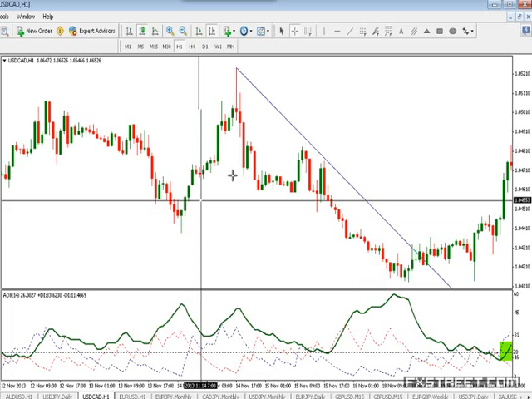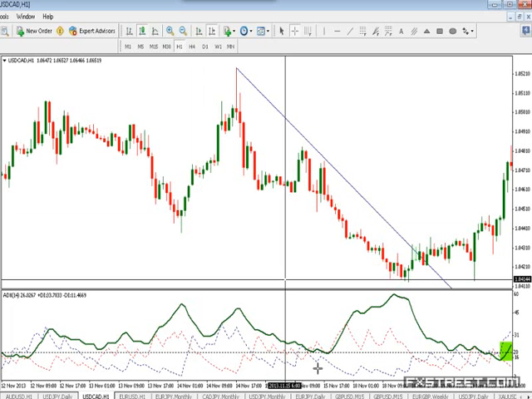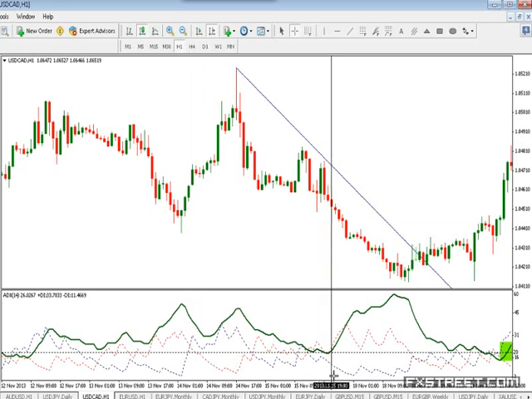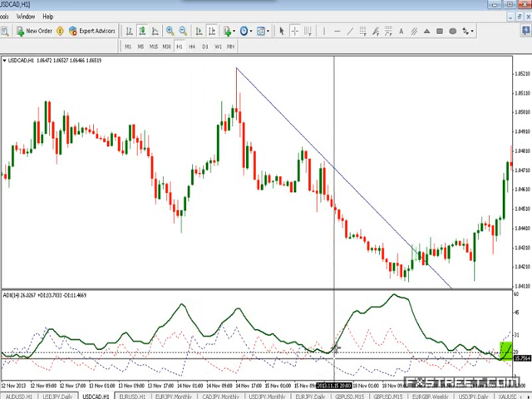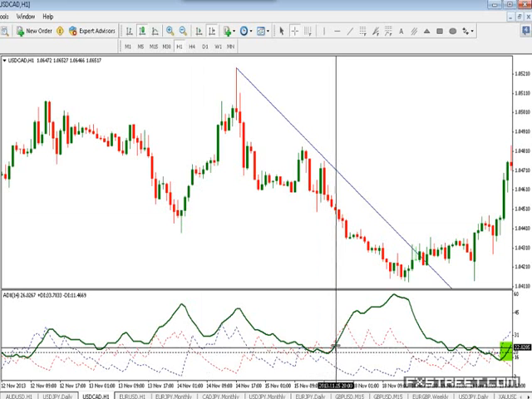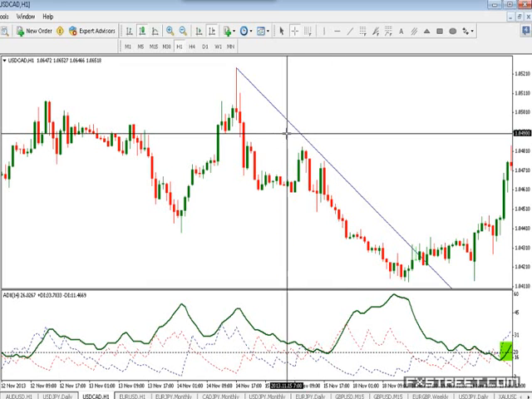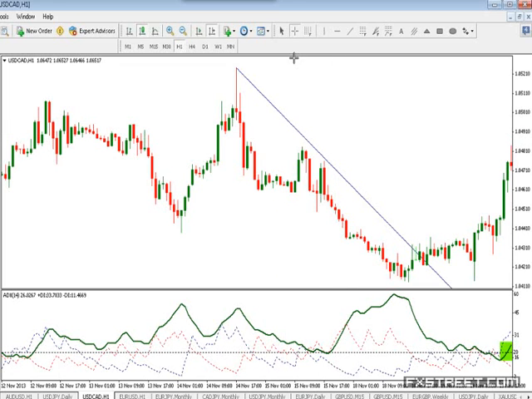Right, let's just have a look at some examples. For the time being, don't look at the ADX. We'll just concentrate on these two blue and red dotted lines. Right now, in this case, you had price in a pretty nice downtrend. So you had the red dotted line above the blue dotted line.